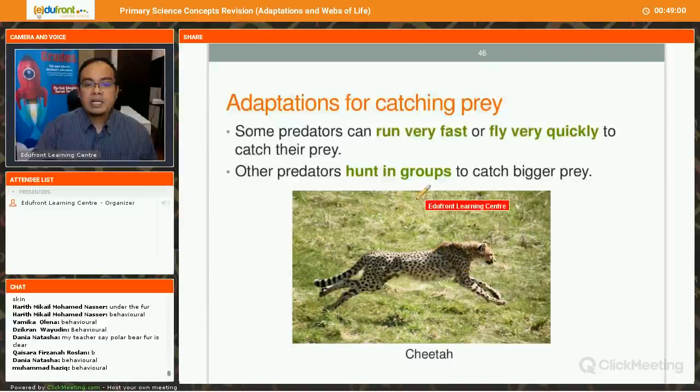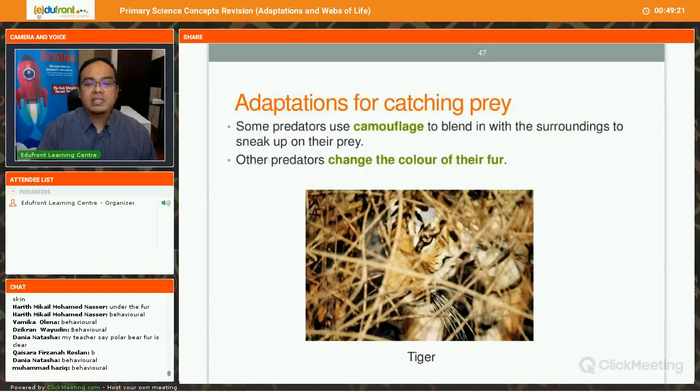Now some animals run very fast, like the cheetah here, or they fly. Some animals fly very quickly to catch prey, and some predators hunt in groups to catch bigger prey. You can see the cheetah here has very, very strong muscles, and it is one of the fastest animals in the world. So it can catch its prey very, very easily.